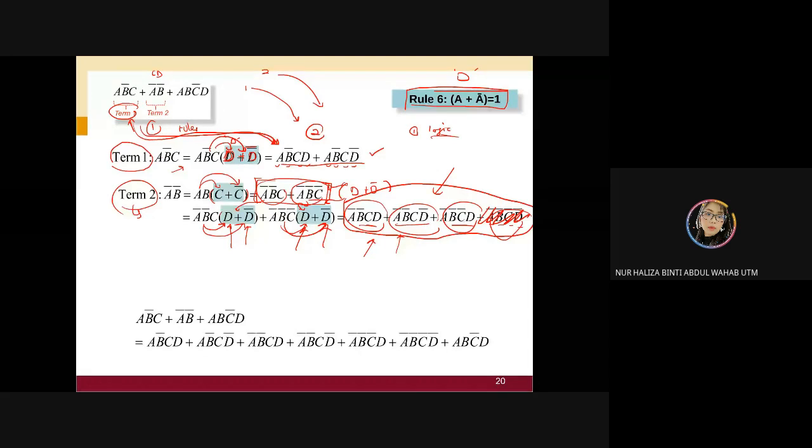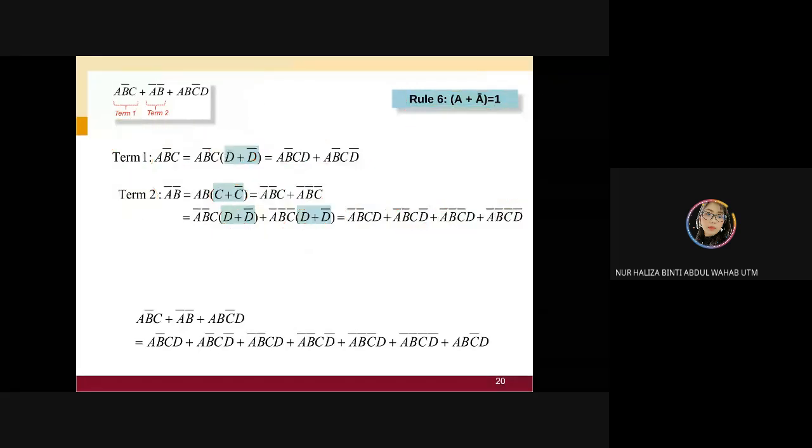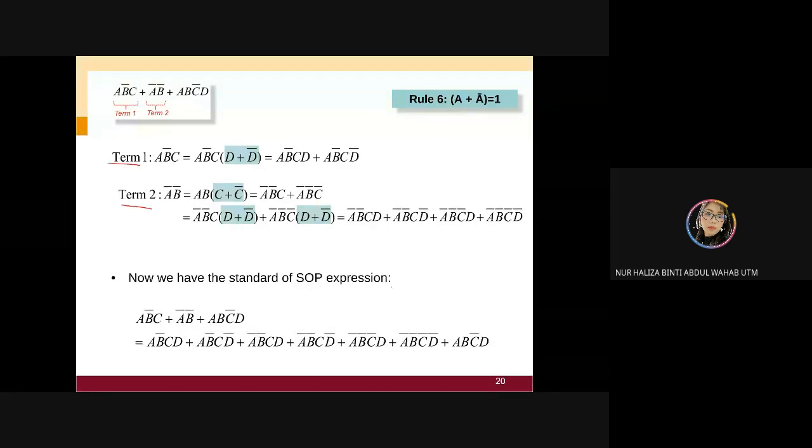So if you want to double check your answer, you know, okay, if missing 2, you're going to get 4. If missing 3, you're going to get 6 altogether. So then you can summarize, oh, is your answer correct or not? After you finish with your term 2 and term 1, you combine them together. Now you have a standard SOP. You combine them together, you get 1, 2, 3, 4, 5, 6.